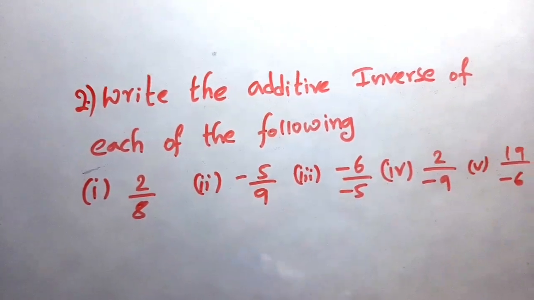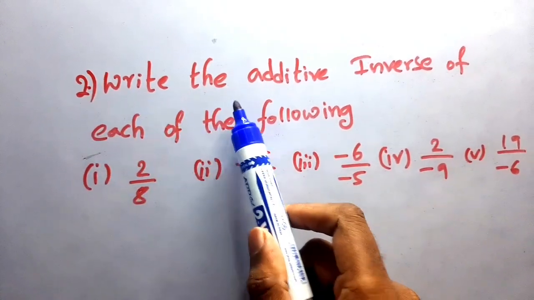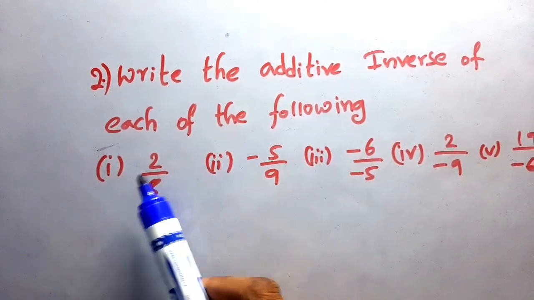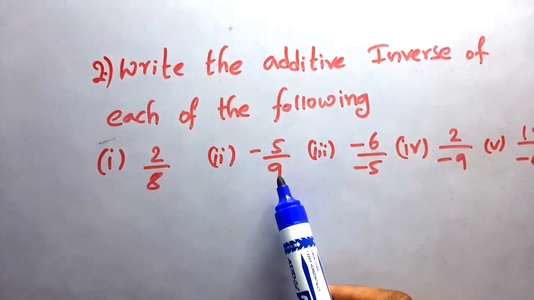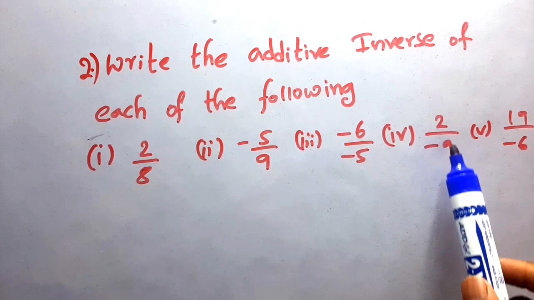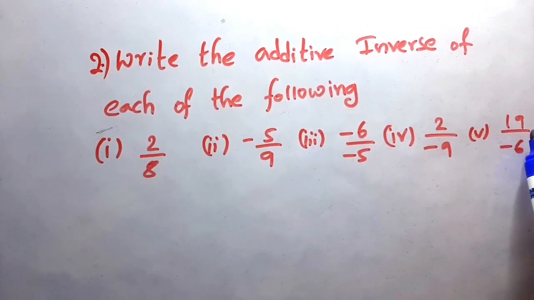Hi everyone, see this problem. Write the additive inverse of each of the following. First one 2 by 8, second one minus 5 by 9, third one minus 6 by minus 5, fourth one 2 by minus 9, fifth one 19 by minus 6.